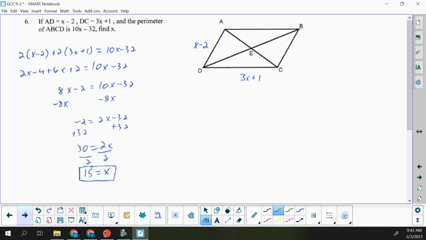And 6 was like one we did in class. We had 2 consecutive sides. By the fact that parallelogram implies opposite sides congruent, we can now label this x minus 2 and this 3x plus 1. Either add up all 4 sides, or what I showed is I just doubled each of them, because there's 2 that are the same, and then that should equal what they told us the entire perimeter was, 10x minus 32. And when you go through and solve, we get that x is 15.